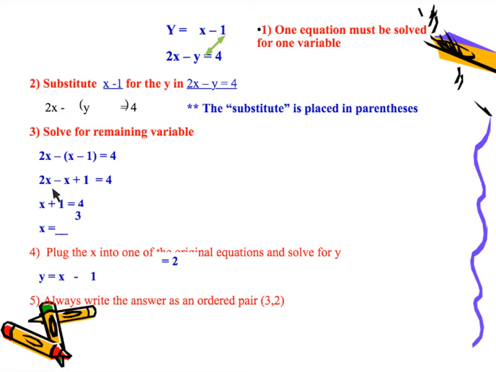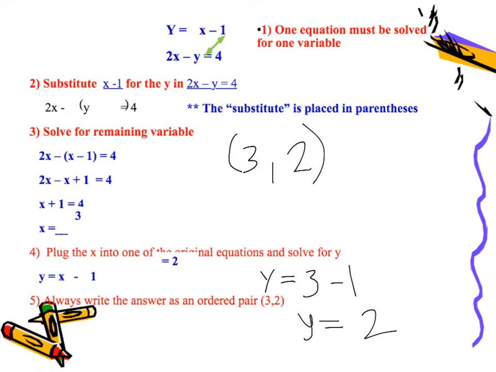Distribute the negative and we have 2x minus x plus 1 equals 4. Combine like terms, subtract 1 from each side, and we get x equals 3. Okay, now we need to plug x into one of the original equations and solve for y. So we're going to plug it back into our first equation. And if we did so, we would have y equals 3 minus 1. And that means y equals 2. So our ordered pair would be (3, 2).